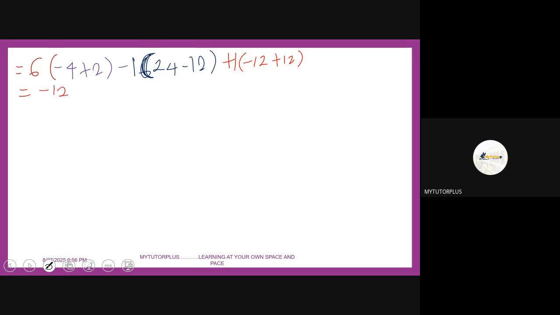Then we have 24 minus 12 is 12. Minus 1 times 12, that will give us minus 12 again. Then minus 12 plus 12 will give us 0. So everything here will turn to 0. So our overall answer is going to be minus 24.